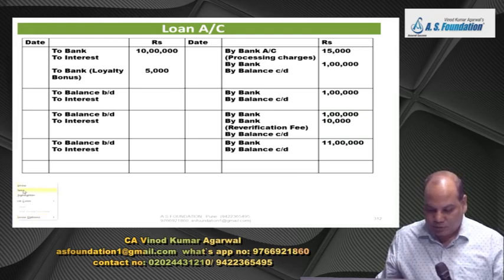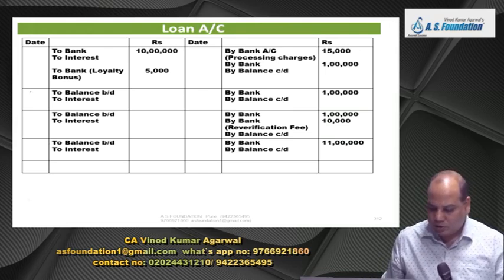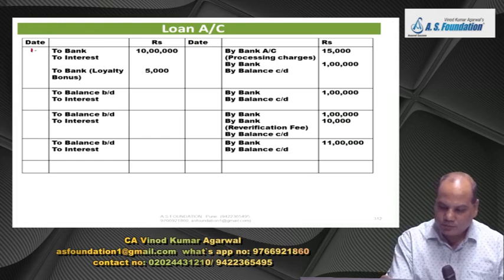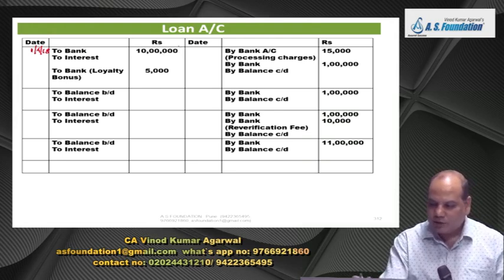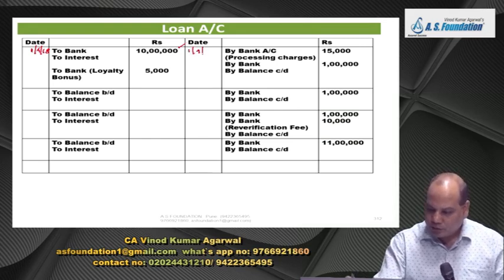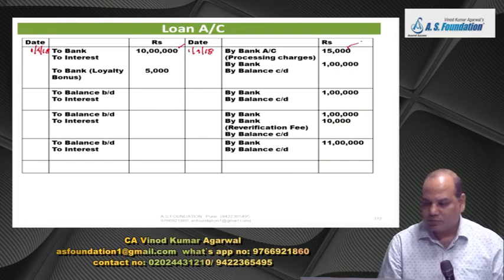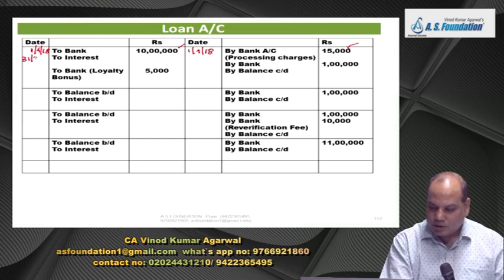So first you write down the date column, go line by line. 1/4/2018, to bank. We gave 10 lakh rupees loan to C, and then on the same day we received processing charges. By bank, to loan, processing charge 15,000. Is it right? First day these two entries. Then year end entry, 31st March 2019.